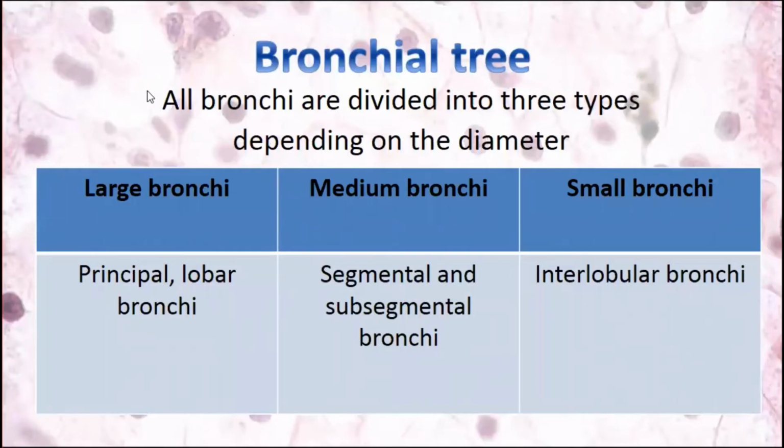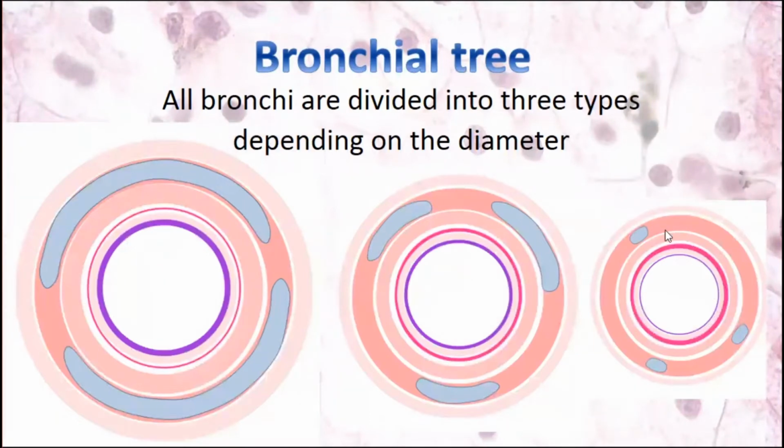And according to the diameter of bronchi, we can divide all of them into three groups. We can describe large, medium, and small bronchi. Large are principal and lobar bronchi. Medium bronchi, they are segmental and subsegmental bronchi, which are branches of segmental bronchi. And small bronchi are those which are formed by following divisions. They are interlobular bronchi till bronchioles. So here we can see three groups of bronchi: large, medium, and small.